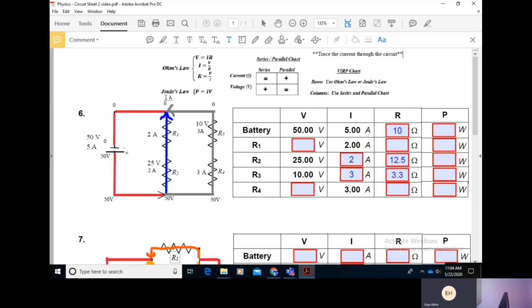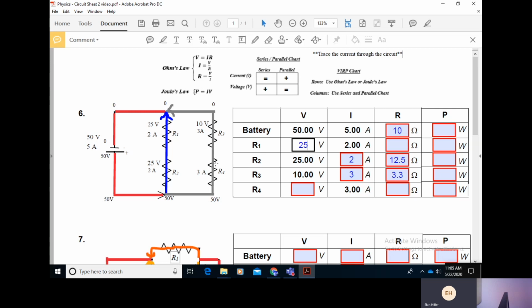Now, here's where the puzzle comes in. If the whole pathway has a potential difference of 50 volts and 25 volts is already across R2, that must mean that R1 is also going to be 25 volts. Why? Voltage in series is summed. 25 plus 25 adds up to the 50 volts.